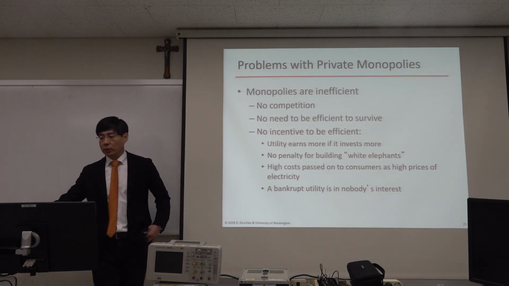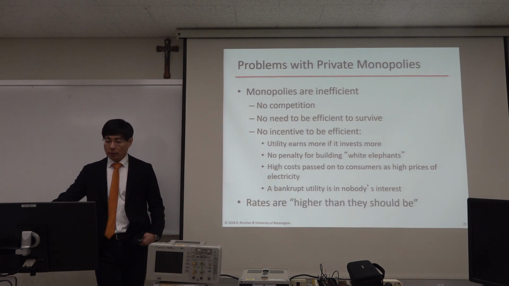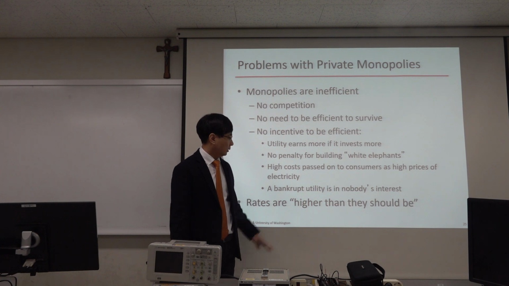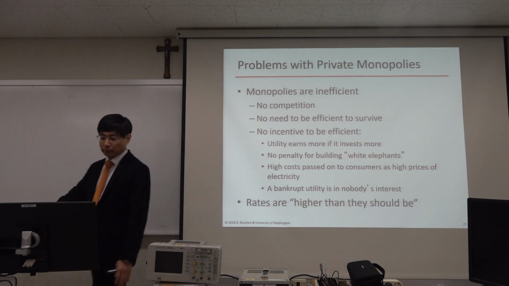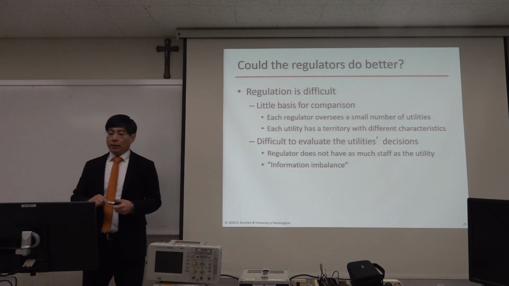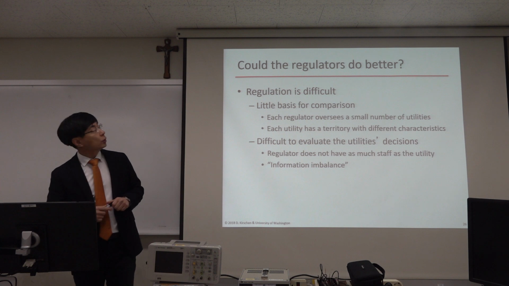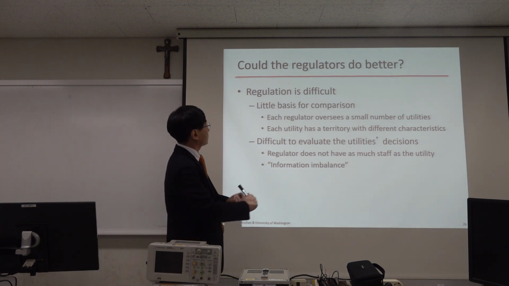So we have a problem with private monopolies. And rates can be higher than they should be. That means this is not efficient. Then could the regulators do better?